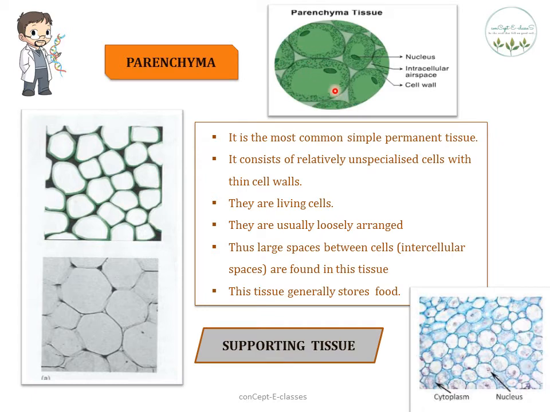These cells all are living. They are loosely arranged and there are large spaces between the cells. That is, intercellular spaces are found in this tissue, and we can say that the cells are oval or spherical in structure as well. Now the main function of parenchyma is to store food.